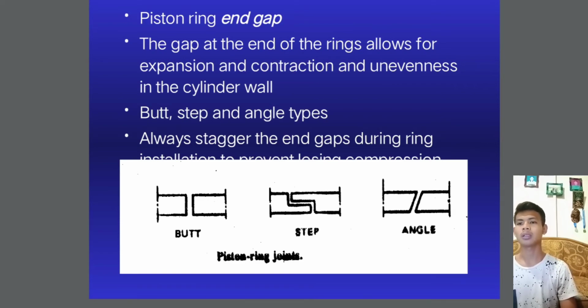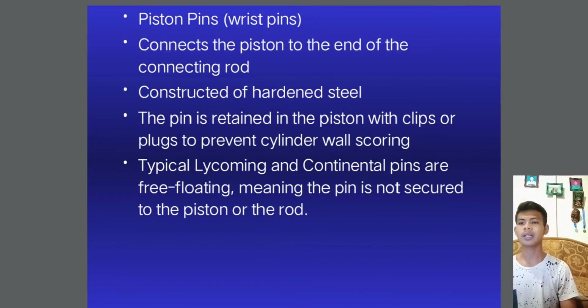Piston pin, or wrist pin, connects the piston to the end of the connecting rod. Constructed of hardened steel, the pin is retained in the piston with a clip or plug to prevent cylinder wall scoring. Typical Lycoming and Continental pins are free floating, meaning the pin is not secured to the piston.